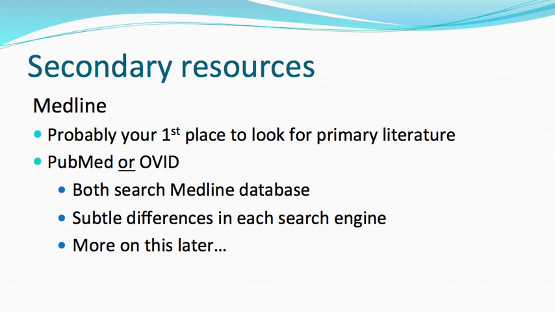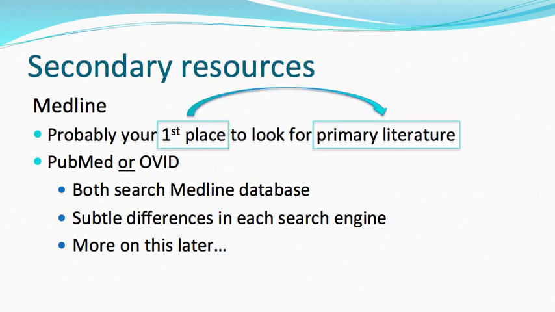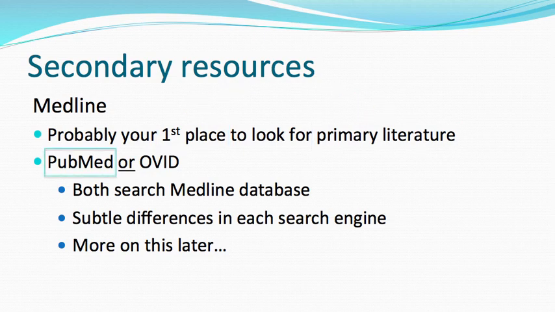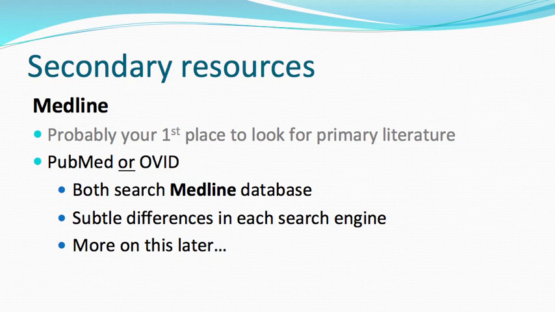The major secondary resource that we're going to talk about, although there are many, is Medline. Okay? So Medline is, generally speaking, your first place to look for primary literature. The way you access Medline is either through PubMed or Ovid. Okay, both of these will search the Medline database, and they do have some small differences. There's a little bit of differences between each, and there's advantages and disadvantages to each, although they're very similar.